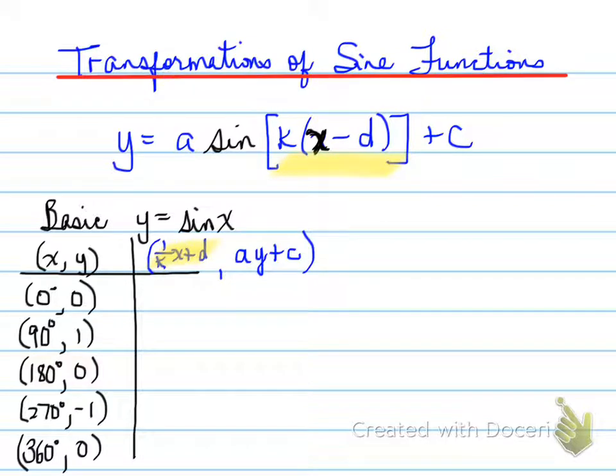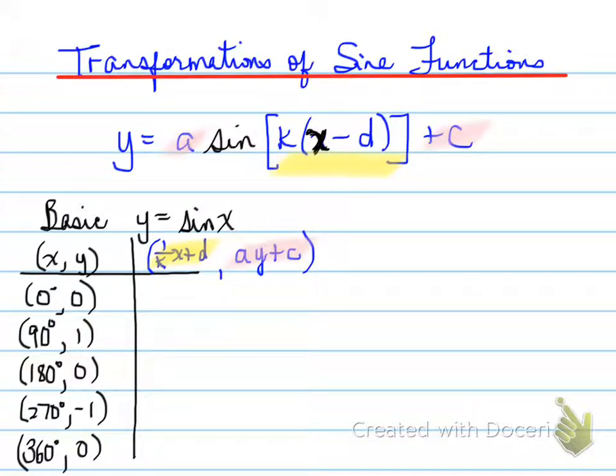Don't forget that whatever's inside the brackets is opposite of what you see in the transformation table. So in the brackets of the equation is different from what you see in the table. The reason being is for k, the opposite of multiplied by k is multiplied by 1 over k. And for d, it says minus d over here, it will be plus d. And if it was plus d up here, the logic would be in here that it would be minus d.